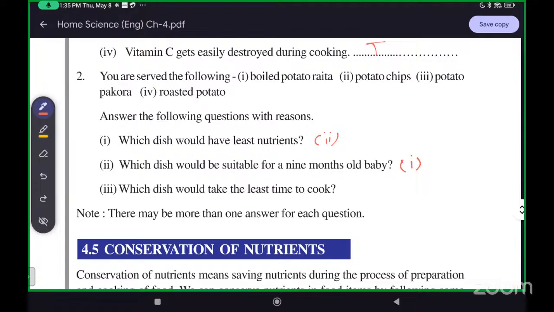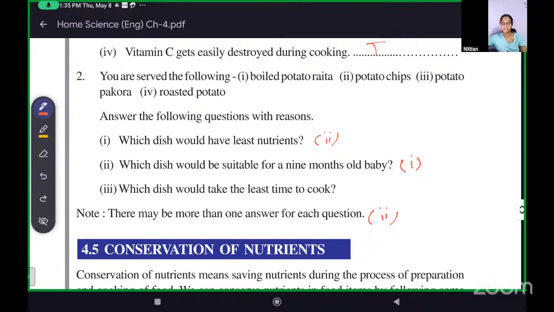I want to say the potato pakora. No, potato chips is the answer to this. Okay, potato chips are going to take the least time to cook compared to boiled potato raita, potato pakora, and roasted potatoes.